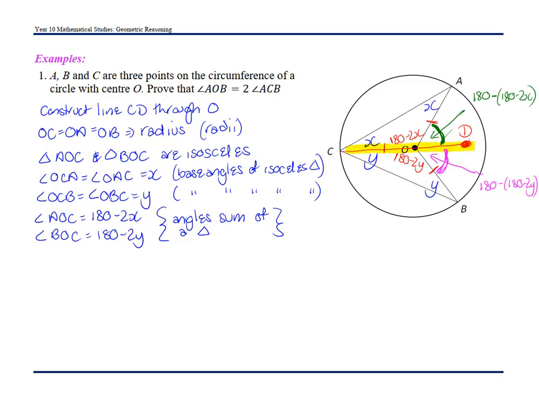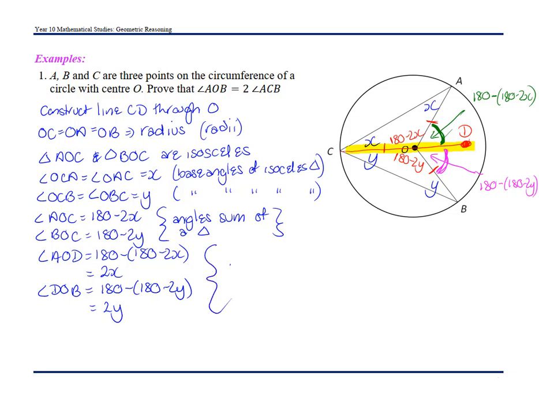So let me write that down. So angle AOD equals 180 minus 180 minus 2x, which is simply 2x. And angle DOB has to equal 180 minus 180 minus 2y, which is 2y. And the reason for that is they're straight lines. So angles add to 180 degrees.